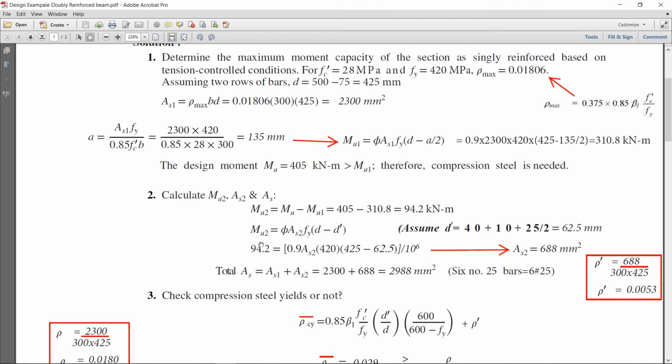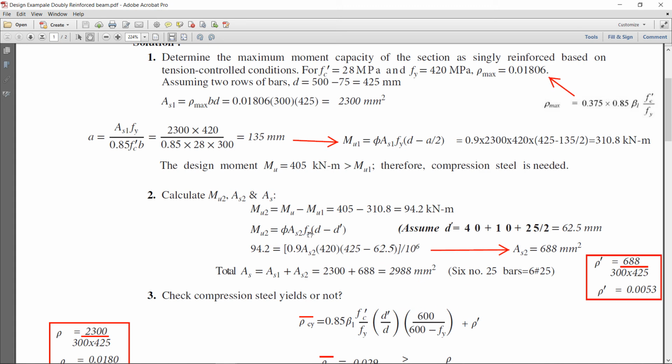Okay, so in the second moment formula, from the compression steel formula, we got the value of As2. So total steel As1 plus As2, 2300 plus 688, that is 2988 millimeter square. Up till here our design ends.